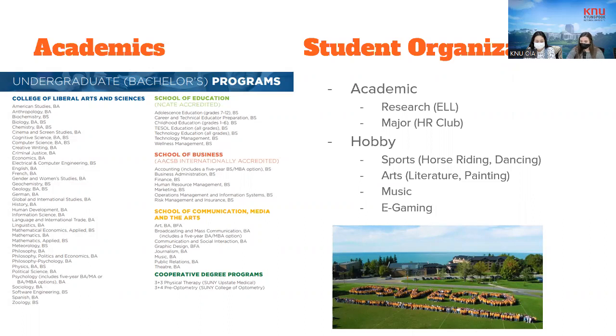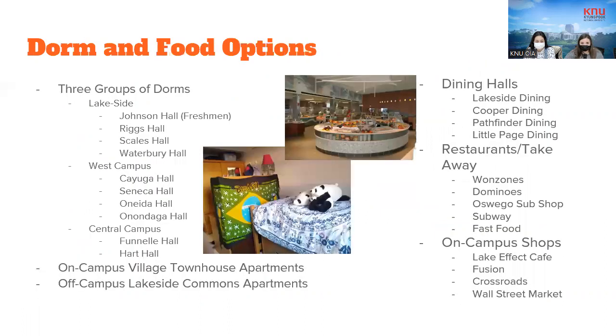Next, I want to talk about the dorm and food options at my school. So in my school, there are mainly three types of dorm groups. One is called Lakeside. It's by the lake. So these include like Johnson Hall, which is mostly for freshmen. And then the other three are just residential for any level of student. So Johnson Hall is mostly for first year students, not for international students.